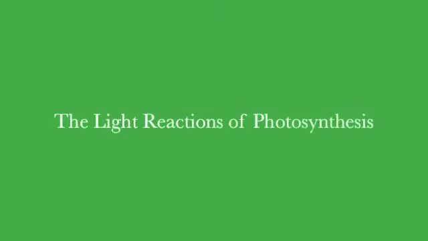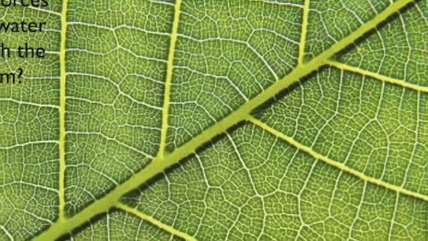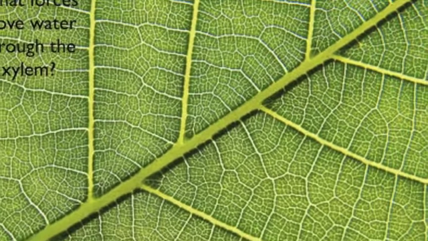Welcome to the light reactions of photosynthesis. Here we're looking at the outside of a leaf. We're going to be zooming inside of this leaf to see the light reactions inside of the chloroplast.